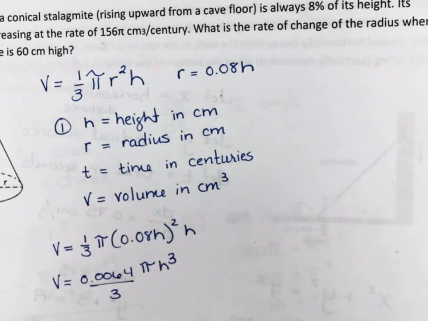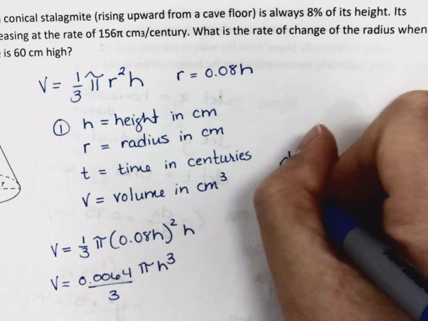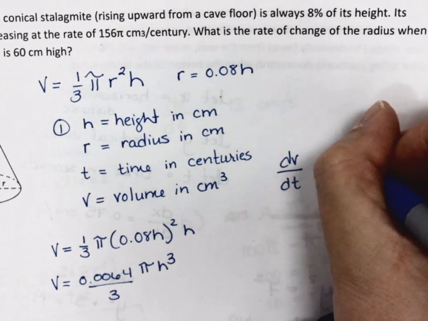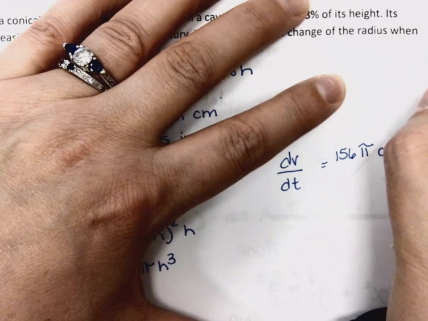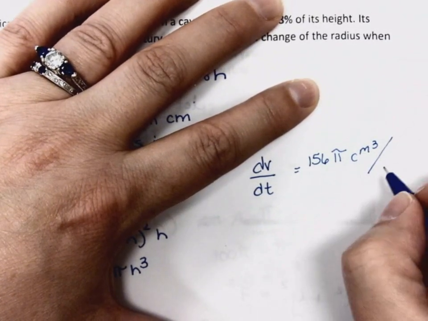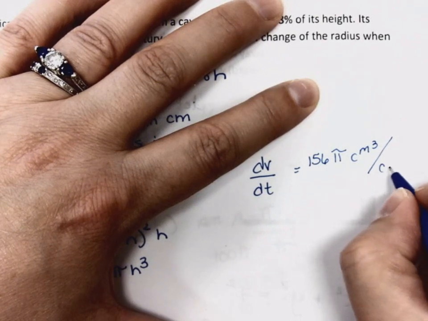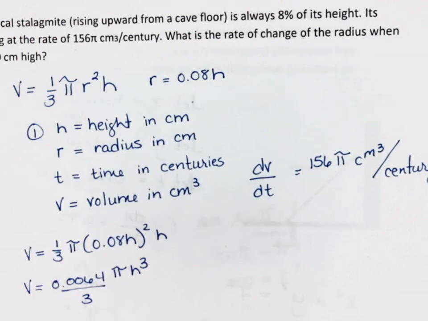And we know one rate. What rate is it that we know? We know dV over dt is 156 pi centimeters cubed per century. That's a terrible centimeters cubed, but you get what I mean.